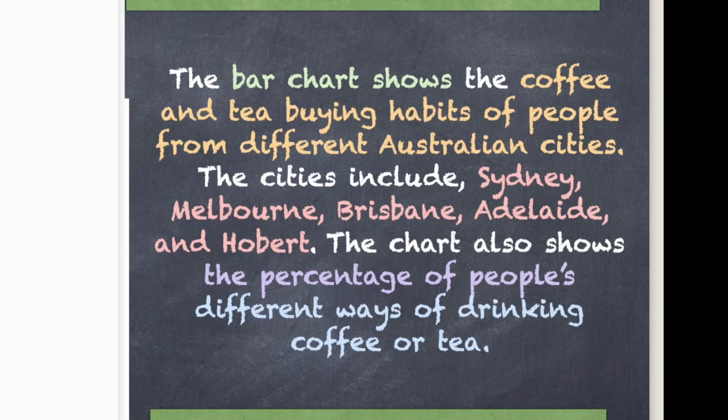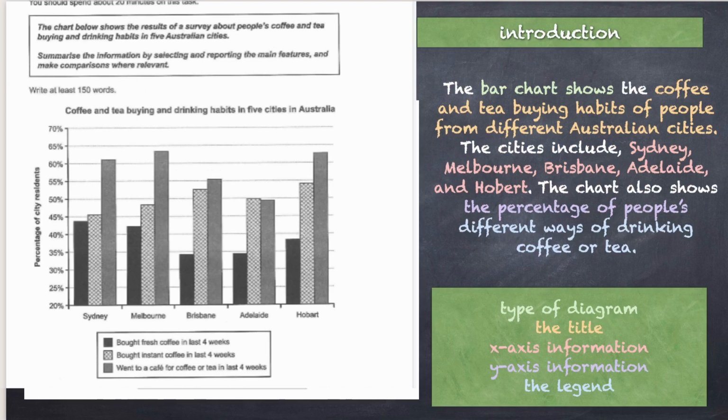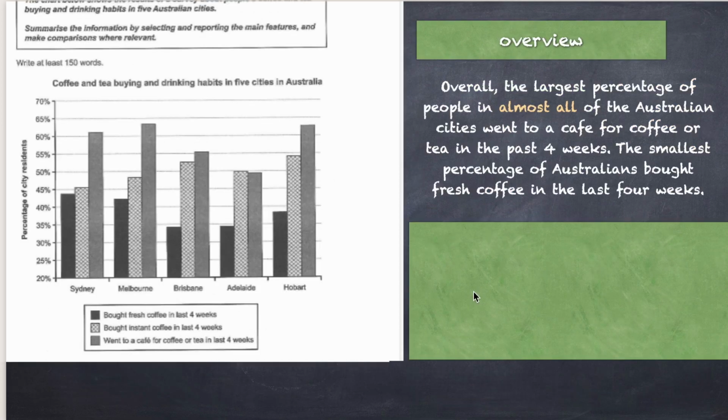The chart also shows the percentage of people's different ways of drinking coffee or tea. I didn't focus so much on my grammar and vocabulary in my thinking process. In my thinking process, I was thinking about what is the information from this picture that I can now convey in sentence form. Next, we want to look at the overview.